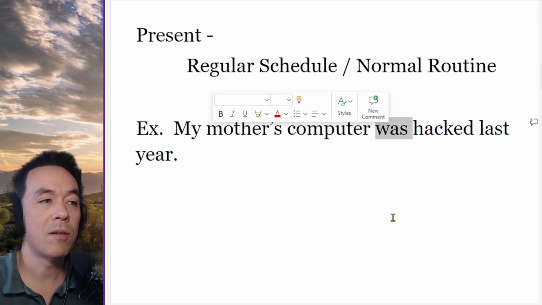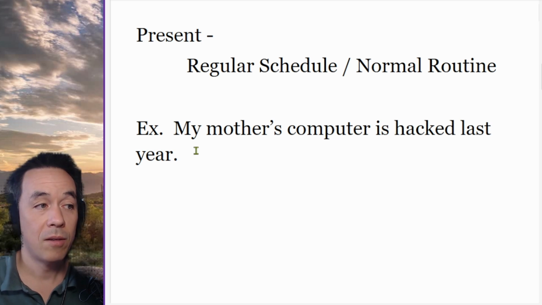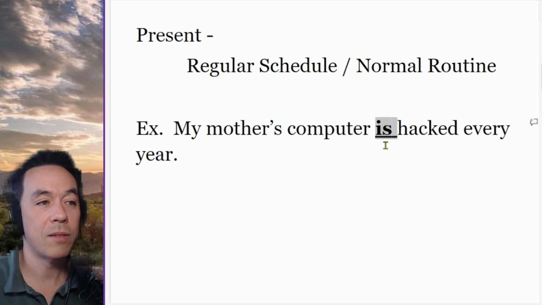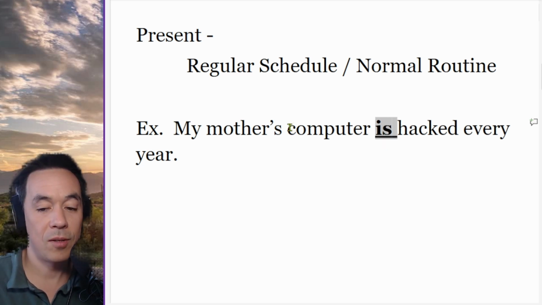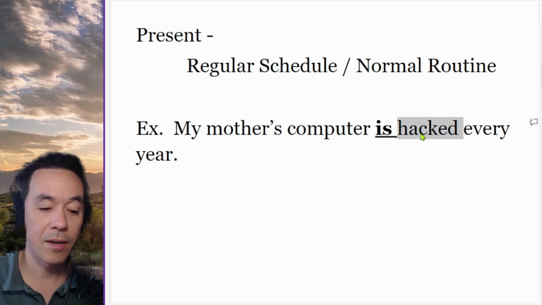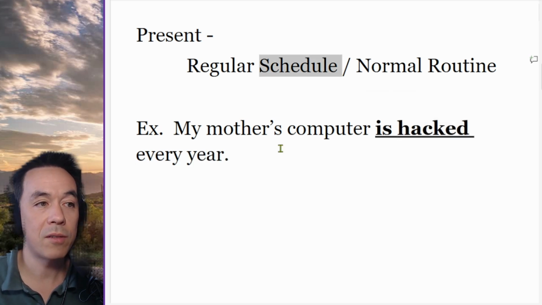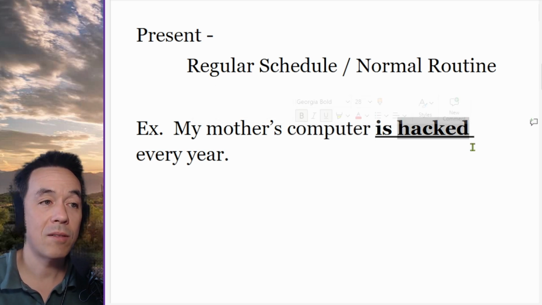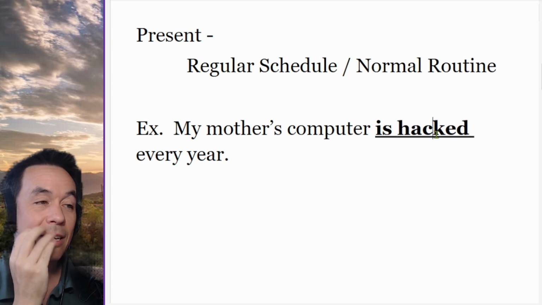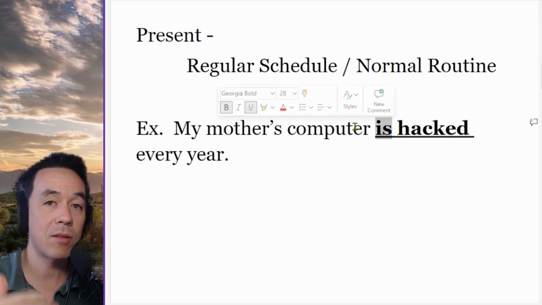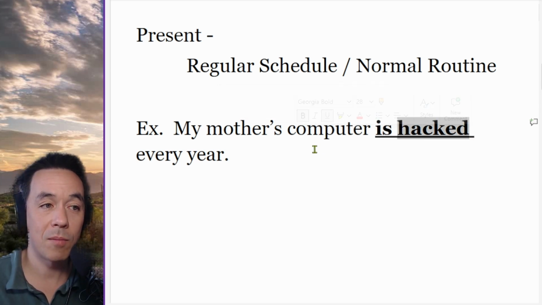So we're going to say my mother's computer is hacked every year. Okay, so for example, my mother has no virus software or whatever, so every time it is hacked. So it's part of the normal routine, a regular schedule. Computer is single, so it is, but then the past tense of hacked. So yeah, that's where it gets tricky too. This is present. This first verb communicates it's every time, and then the main verb is the past tense version.